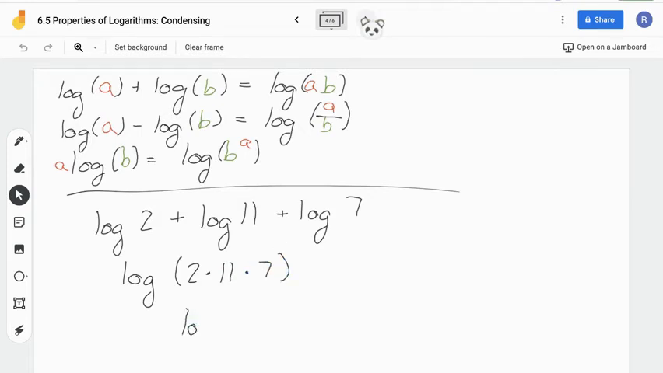And when I go one step further and really multiply these, we're going to end up with, let's see, I do the 2 times 7 will be 14 times 11. So we're going to end up with the log of 154. As condensed as possible, we're down to just a log and a number. We started with this.